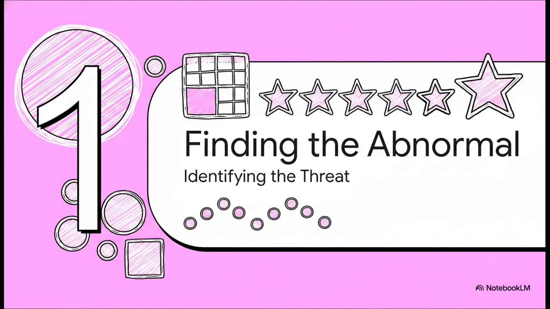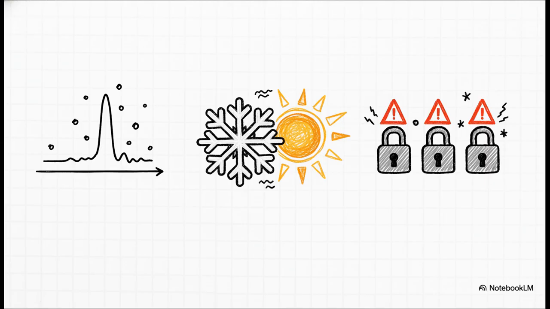Starting off with Section 1, finding the abnormal and identifying the actual threat. You know, it's often said that normal is incredibly easy to define, while abnormal is, well, just whatever doesn't fit. But not all anomalies are created equal. There are really 3 distinct types of threats we need to keep on our radar.